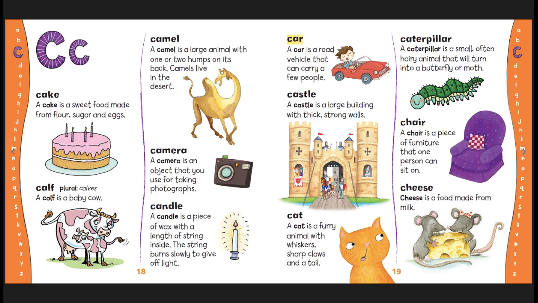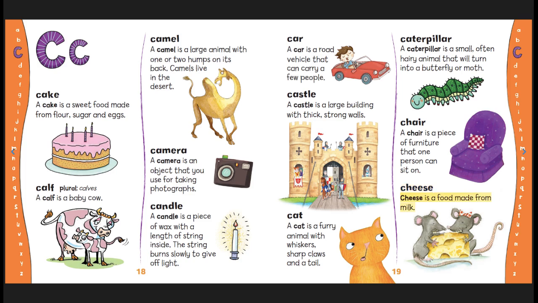Car. A car is a road vehicle that can carry a few people. Castle. A castle is a large building with thick, strong walls. Cat. A cat is a furry animal with whiskers, sharp claws, and a tail. Caterpillar. A caterpillar is a small, often hairy animal that will turn into a butterfly or moth. Chair. A chair is a piece of furniture that one person can sit on.